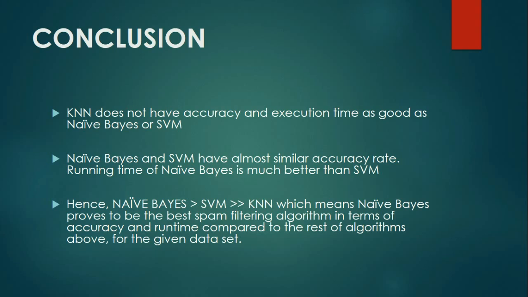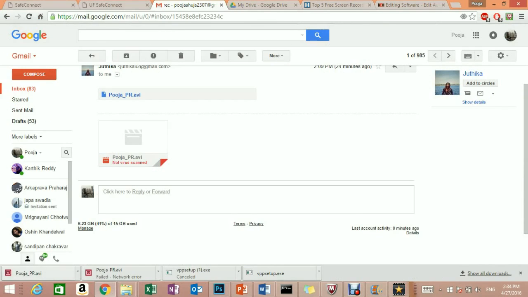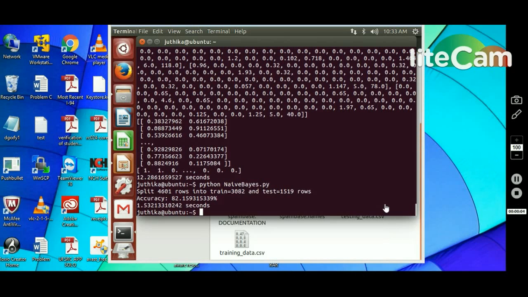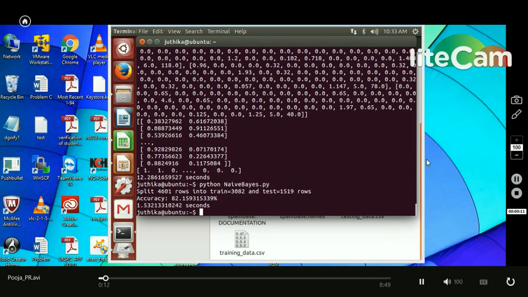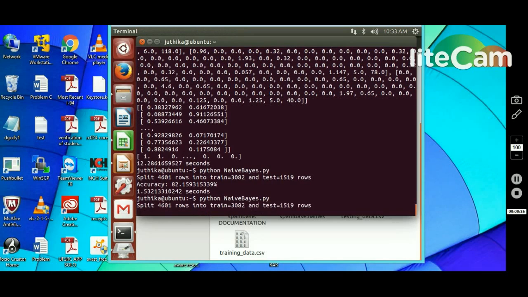I would be explaining the working of my algorithms. The implementation would be shown next. So we already saw the working of the algorithms earlier. Now I'll go ahead and show you the implementation of the discussed algorithms. We'll start with the naive Bayes algorithm. So python naive Bayes.py. Here we go.